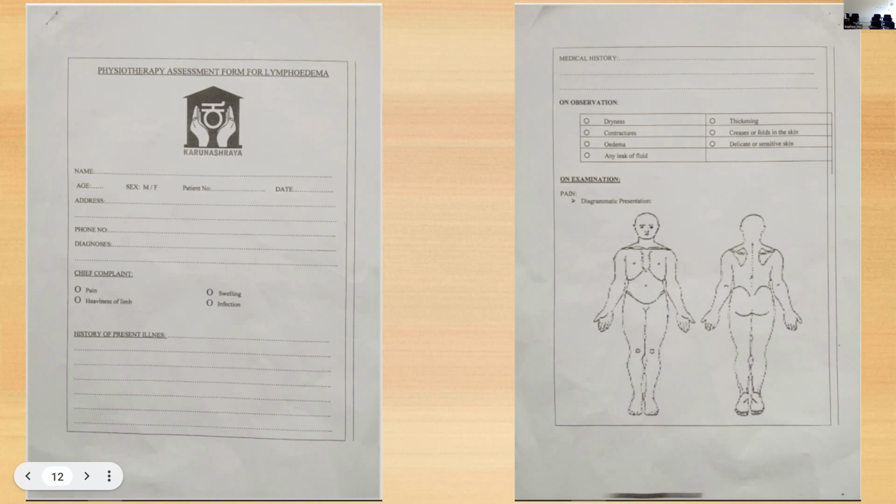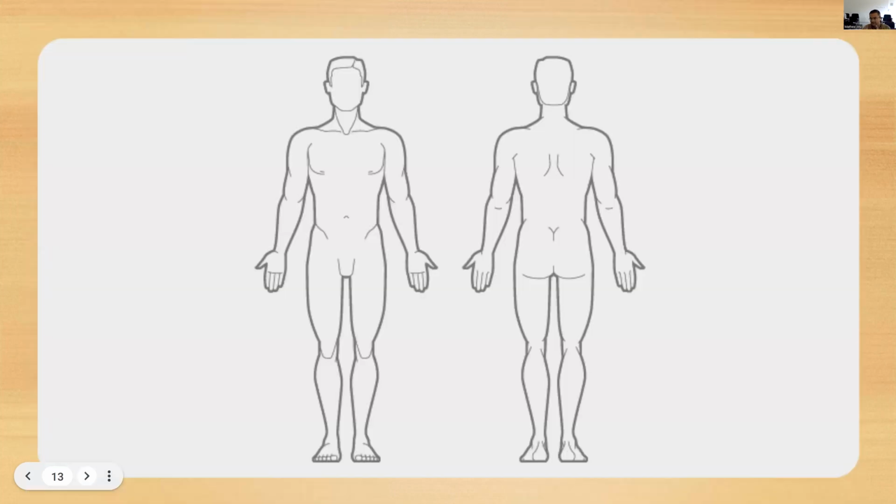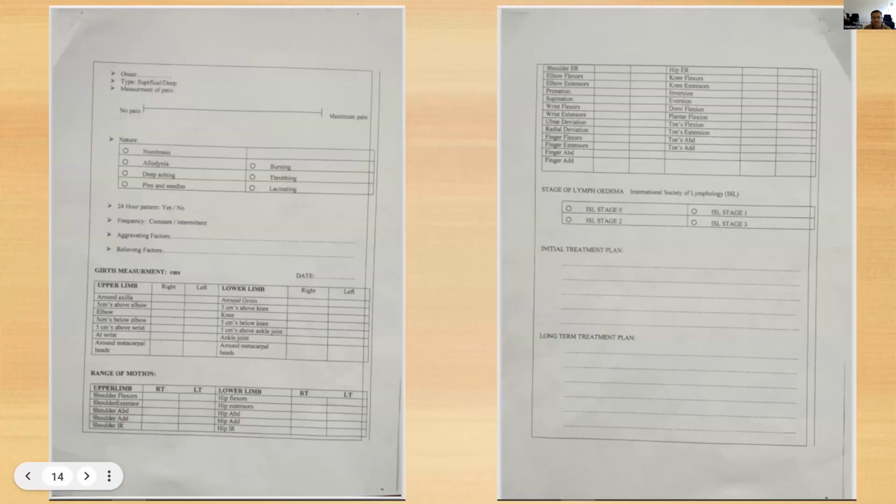Followed by that, we have a body chart. A body chart is important for us to know which area is edematous, whether it's the upper limb, and whether it's central lymphedema or peripheral lymphedema. We need to know whether the upper limb or lower limb is involved, and if it is the upper limb, which part and which side. That is very important for us to have. Next, we need to know the onset of any of the symptoms, the type of pain, the measurement of pain, the nature. Many of these things you are aware of, so I'm not spending much time.